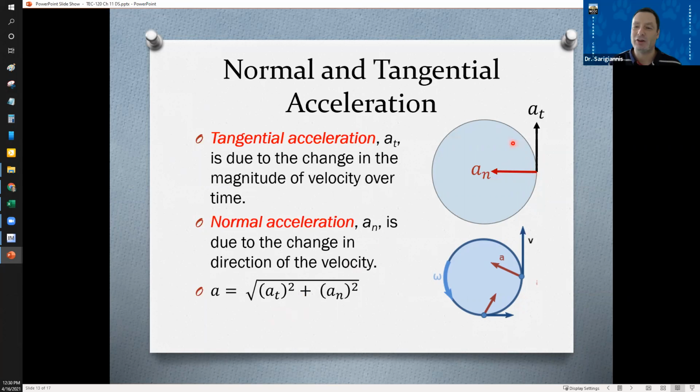Anyway, the acceleration here can be written as a combination of these two. There's some acceleration component between these 2 vectors. The acceleration is just the square root of the sum of the squares. So you have your tangential acceleration, your normal acceleration. This is basically a vector triangle, and your resultant is in between here somewhere. The resultant is just the square root of the sum of the squares.